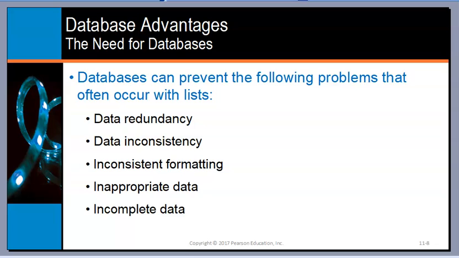Databases can prevent the following problems that often occur with lists. They can help you avoid data redundancy. If anybody's ever tried to organize your files, you notice that sometimes you'll have two files that are the same, or possibly they look almost the same. They may not actually be the same, but if you're not careful with your naming conventions, you can actually lose track of what is what. They help deal with what we consider data inconsistency. Is any information missing? Is there information we need to have that we don't have?